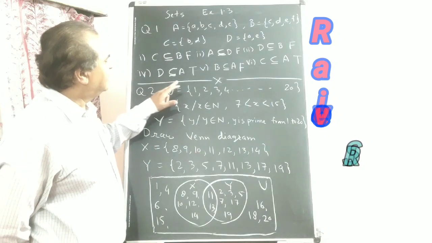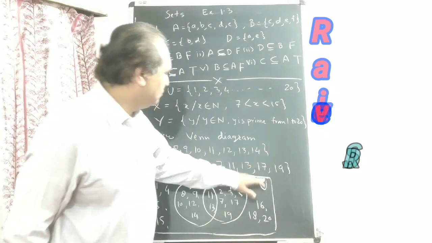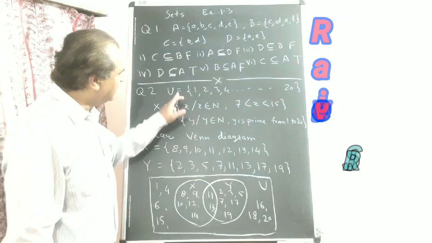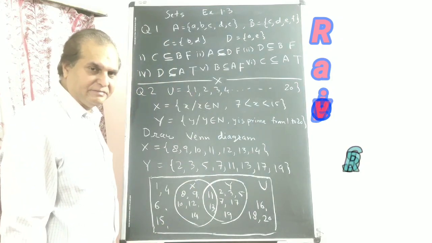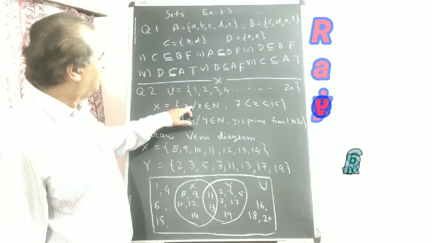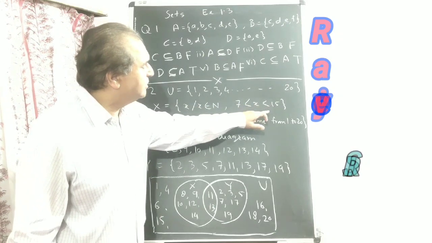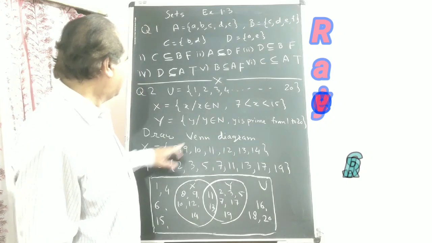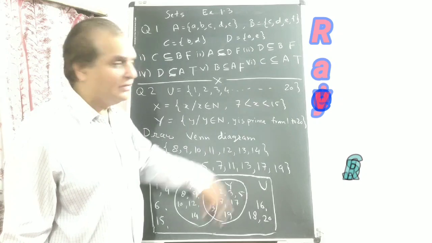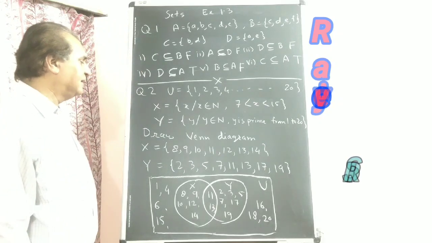Given universal set U from 1 to 20 is a big set. All numbers from 1 to 20 are written in that. Set X, where X belongs to natural numbers from 7 to 15, not inclusive. So X is 8, 9, 10, 11, 12, 13, 14, because 7 and 15 are not inclusive. 7 elements are there.